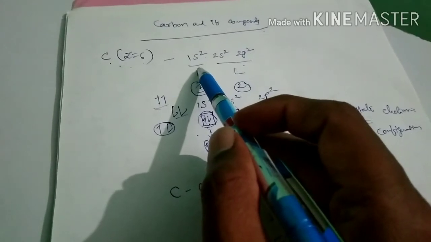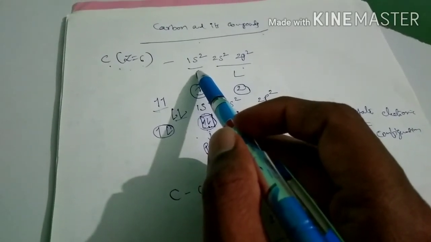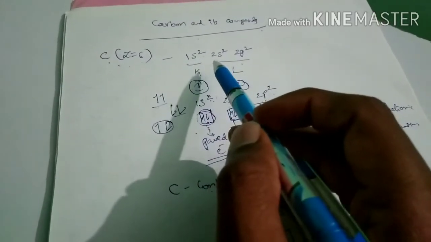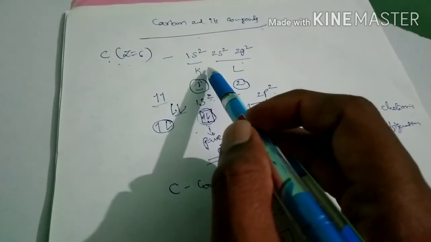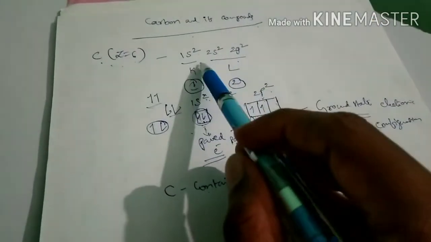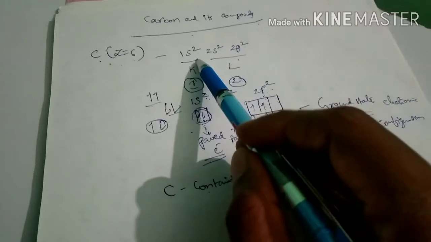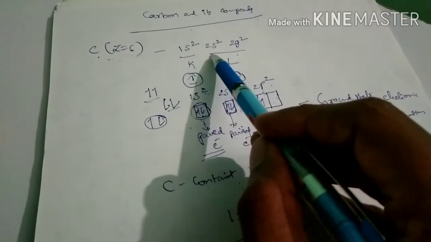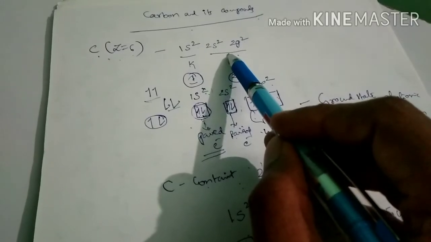Its electronic configuration we discussed already in the previous class. Atomic numbers from 1 to 30 we have discussed already in class 9 chemistry part, in the atoms and molecules chapter. So its electronic configuration is 1s2, 2s2, 2p2. This is the electronic configuration of the carbon atom.